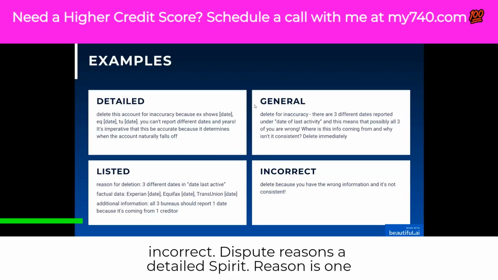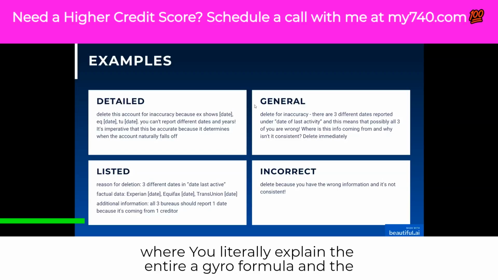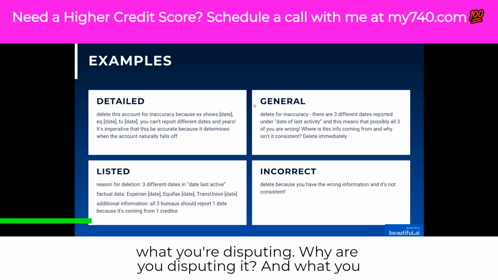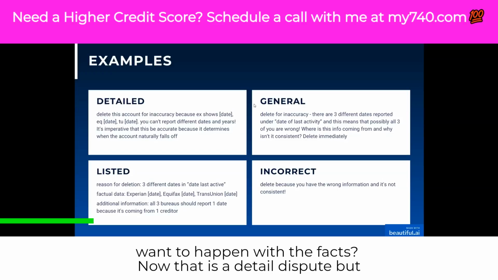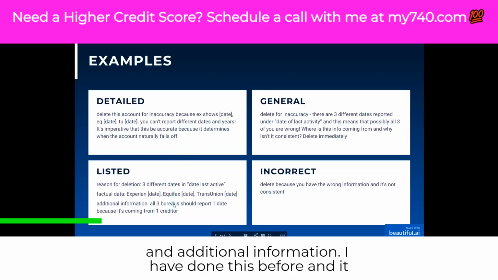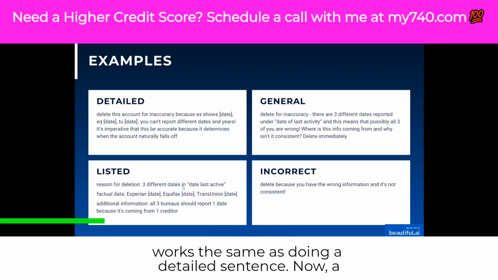A detailed dispute reason is one where you literally explain the entire AJERO formula. And the AJERO formula is very, very simple. You're telling them what you're disputing, why you're disputing it, and what you want to happen with the facts. Now, that is a detailed dispute, but you can also write it as listed: reason for deletion, factual data, and additional information. I have done this before, and it works the same as doing a detailed sentence.